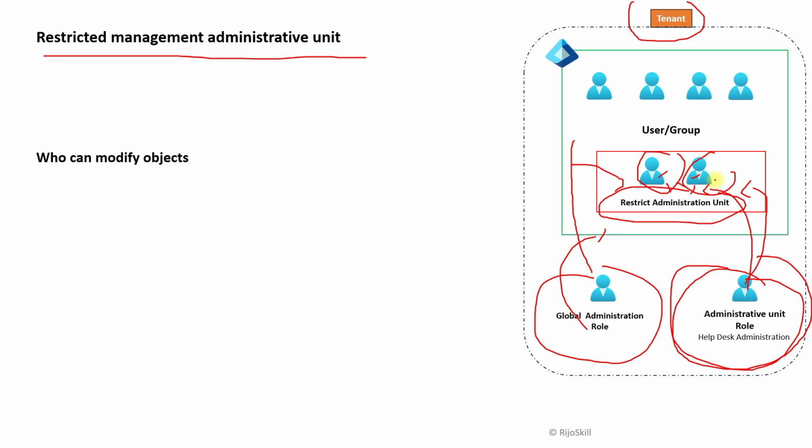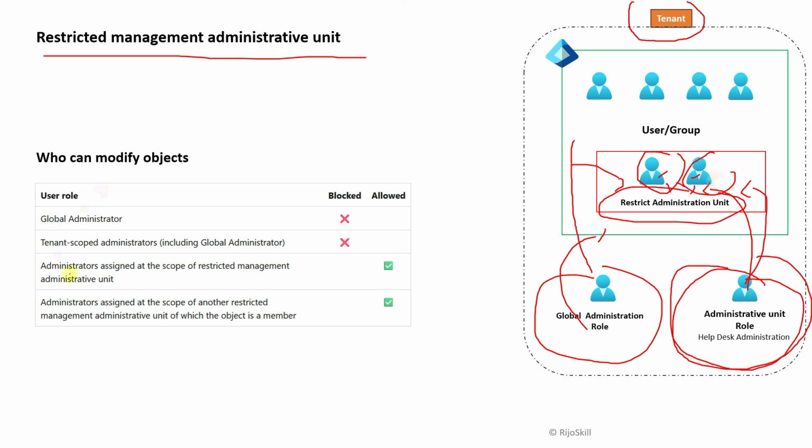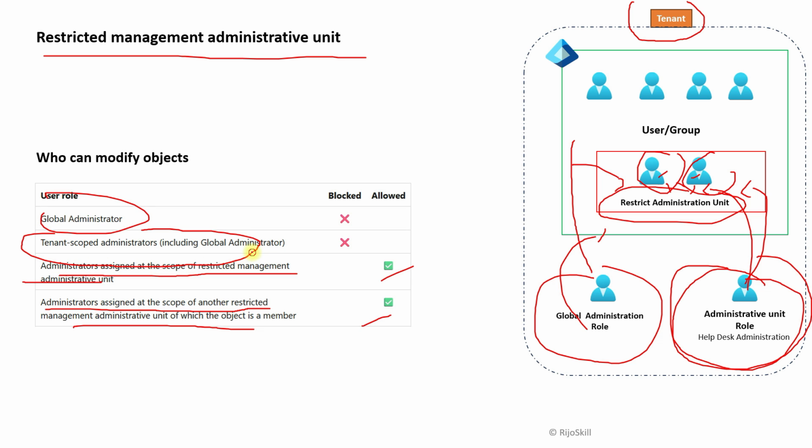So who can modify your object? Only an administrator assigned the scope of the restricted management administrative unit can reset the password, and an administrator assigned the scope of another restricted management administrative unit can allow the member object. The Global Administrator, or any tenant scope administrator including the Global Administrator, cannot reset any property in the restricted administrative unit. So we will go to the portal. We will discuss each and every topic so you can easily understand. I will go to my portal.